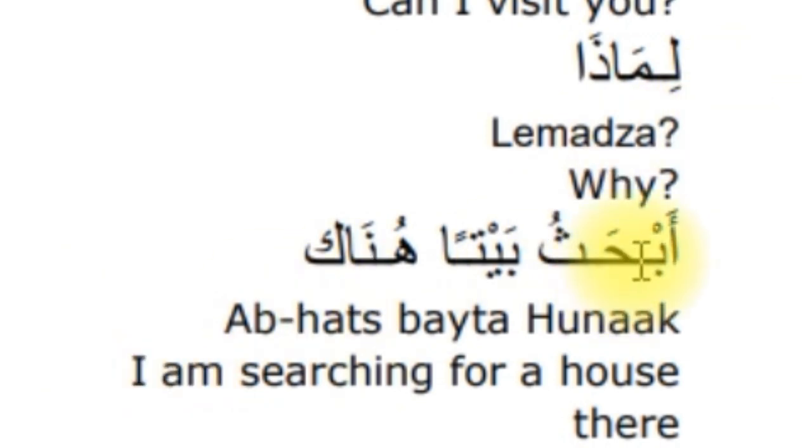Suhaila: أبحث بيتا هناك. أبحث means I am searching for. بيتا, a house. هناك, there. أبحث بيتا هناك.